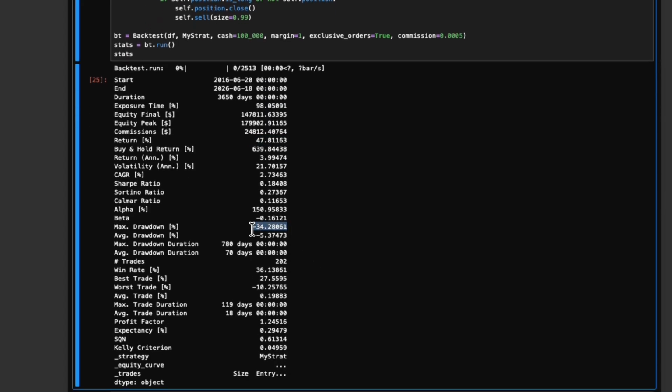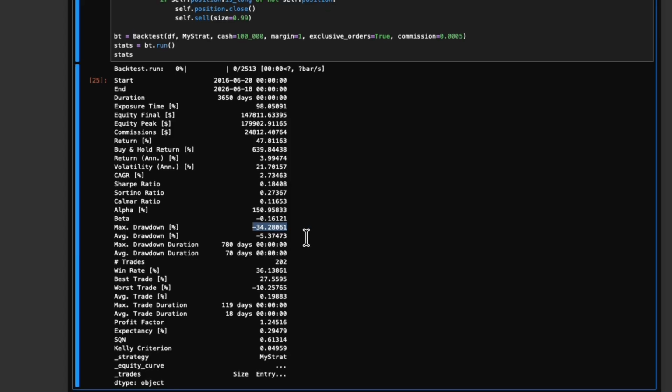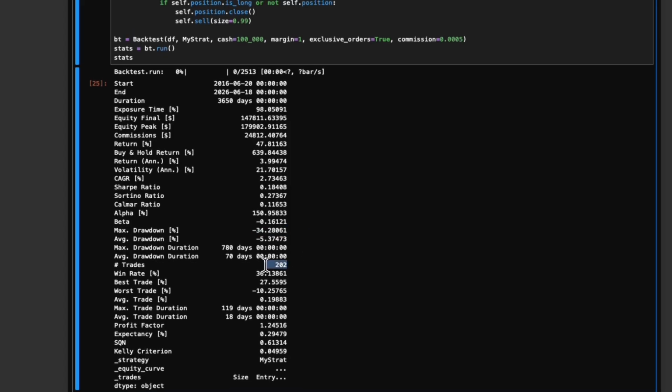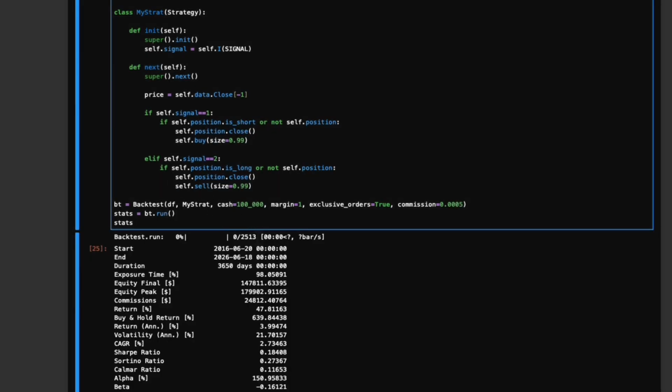And the drawdown's probably better than what the market actually gave you if you were a buy and hold investor, but still not very good. 202 trades, very low win rate, not very good at all. So what we're going to do is try and improve that a little bit. Playing around with it before I started recording this, there is no real way of taking the sell signals and making any money on the short side. So we're going to make this a long only strategy.